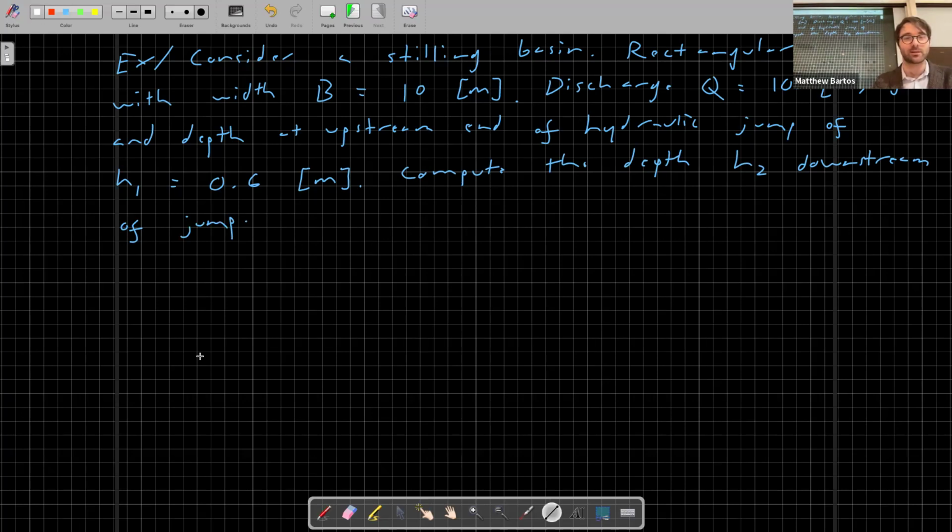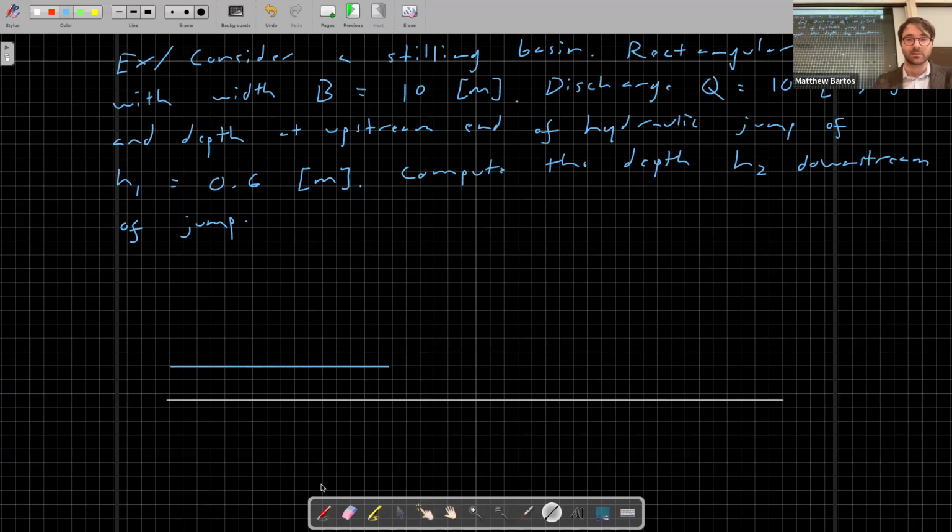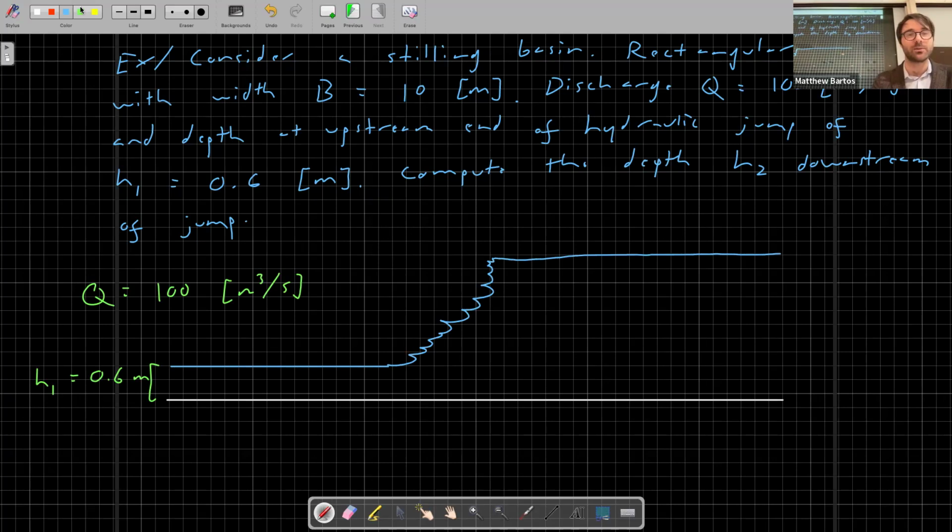And let's draw a quick schematic here. We have a horizontal channel, going to be rectangular. We have some flow entering at a discharge of Q equal to 100 cubic meters per second and a depth of H1 is equal to 0.6 meters. We're going to encounter a hydraulic jump, and we want to compute that depth H2 downstream of the hydraulic jump.